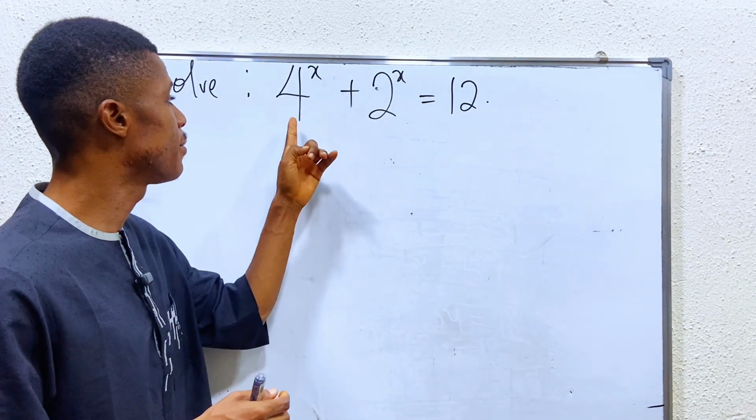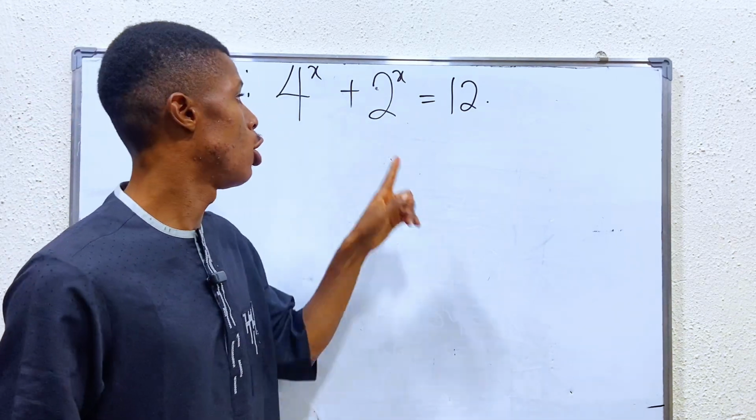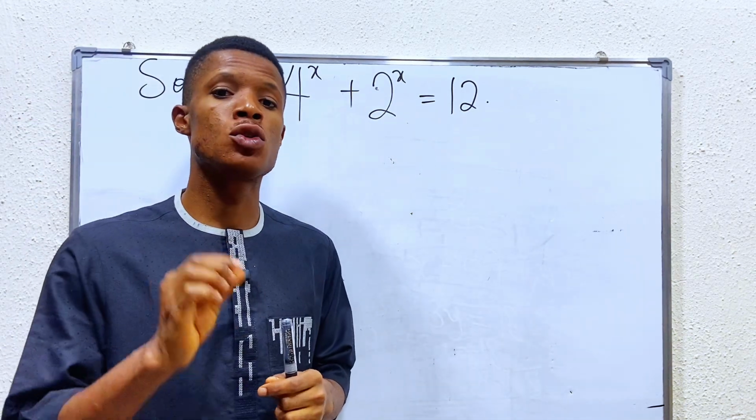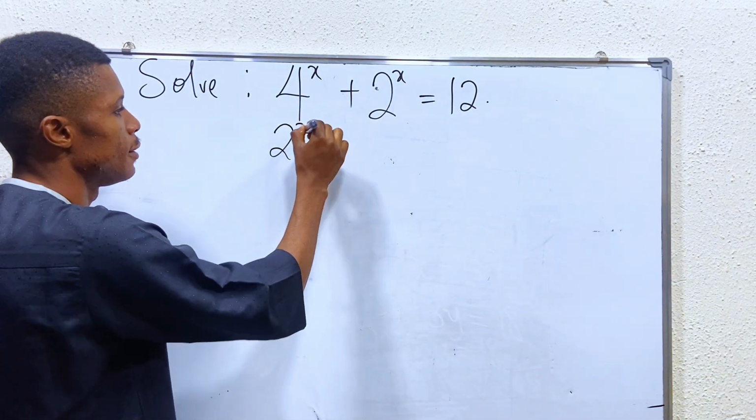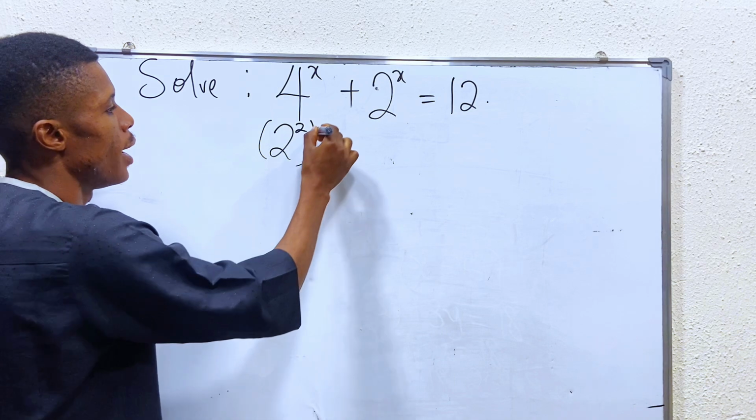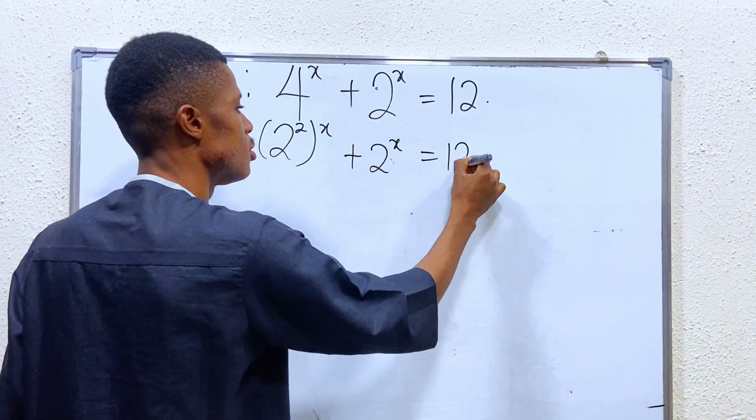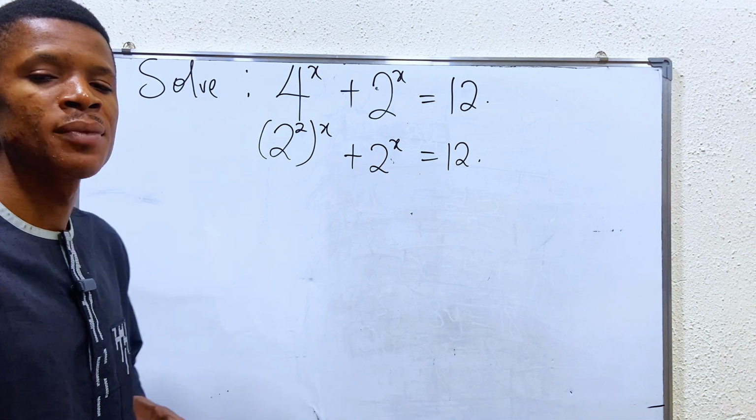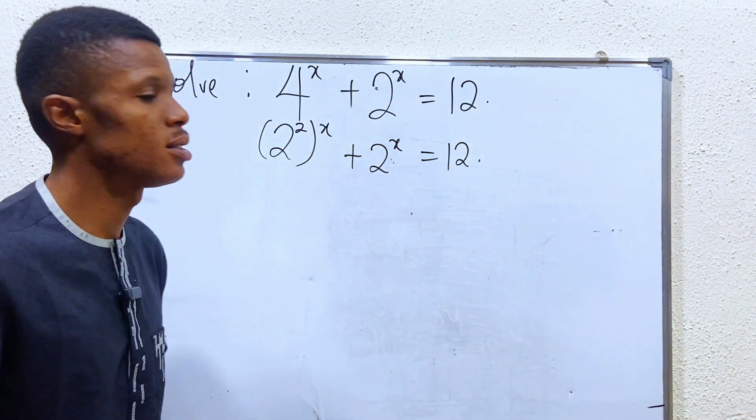We can actually make 4, which are the terms in the left-hand side, to be in the base of 2 because 2 times 2 is 4. So write 4 to be 2 squared, then raised to the power x, then plus 2 power x is what? 12. Okay? Then the next thing we do is to recall some of the laws of exponents.